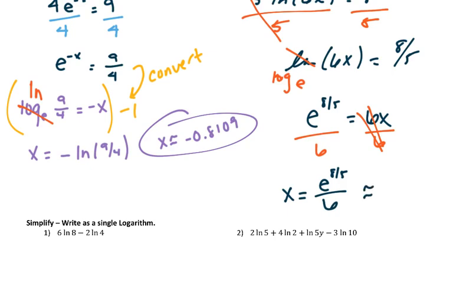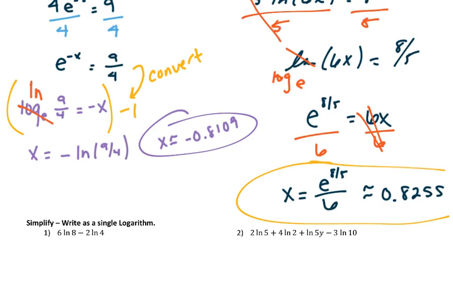So when you type that in, you should get approximately 0.8255. Okay. And that should be your final answer. Now, I don't usually ask for exact answers in this unit, but if I did, that would technically be your exact answer. But we usually will just get our decimal answers, and we usually round to 4 decimal places during this unit.